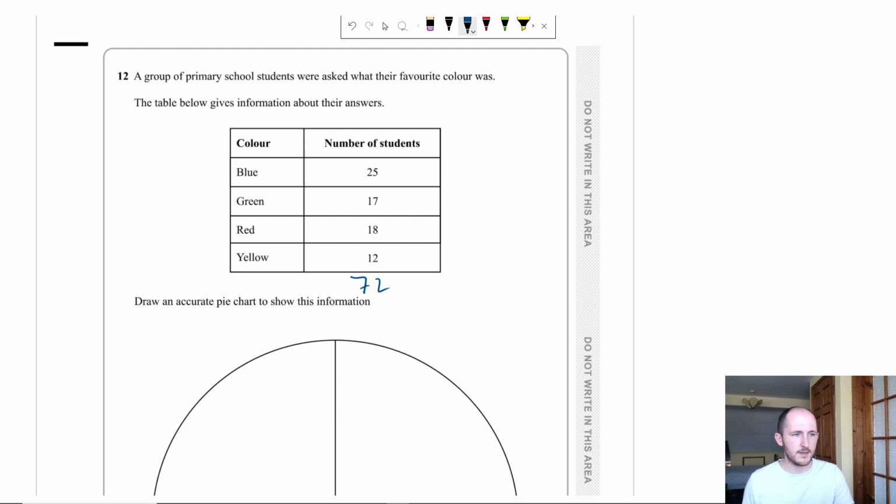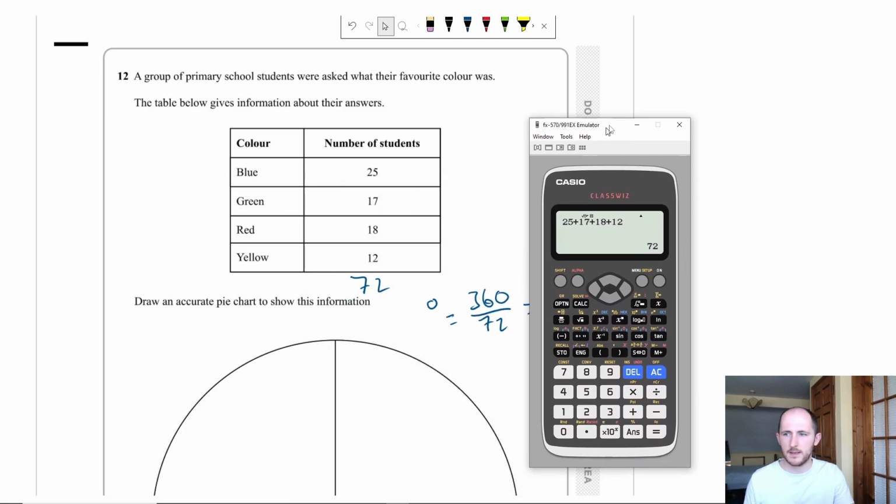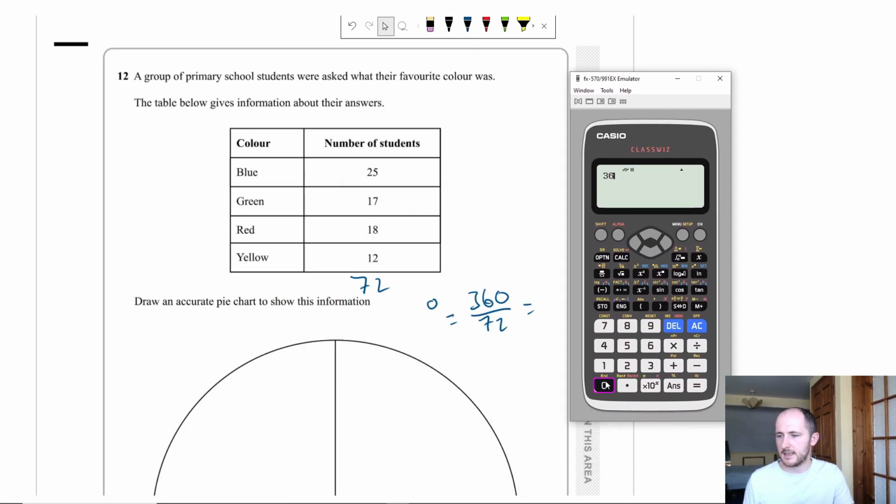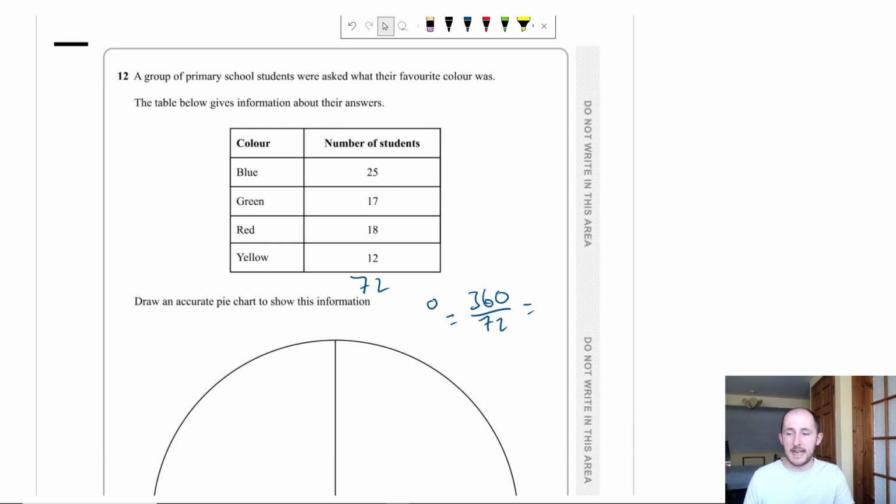And then all we're going to do is we have 72 students and there's 360 degrees in a circle. So the angle that each of them gets will be 360 over 72. Let's work that out. So 360 divided by 72 is 5. So each one student gets 5 degrees on our protractor.